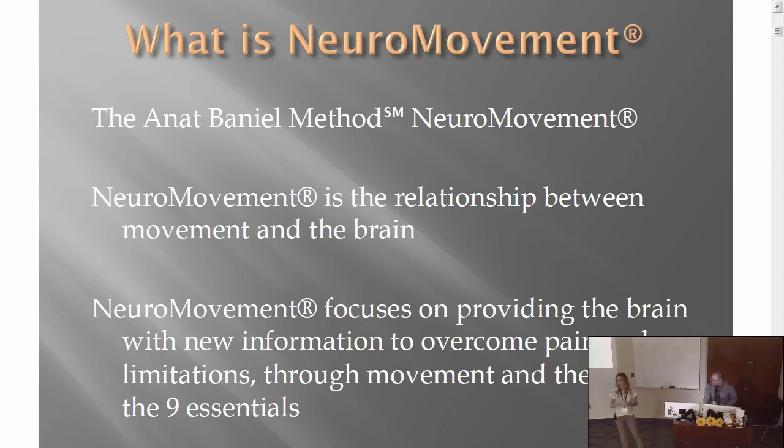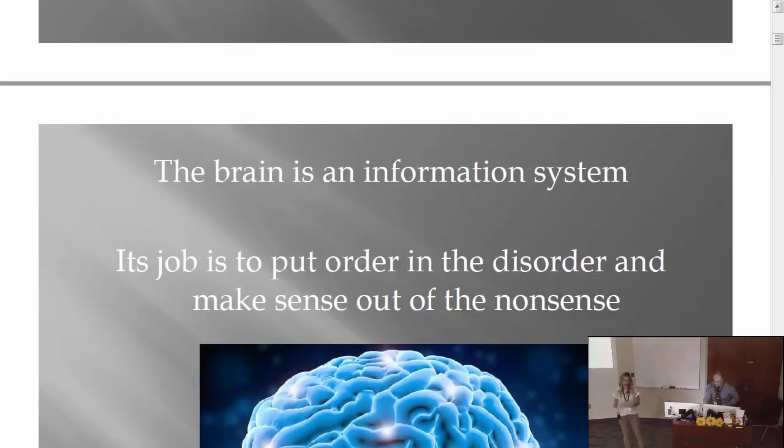Anat has recently said that she's so excited that the field of medicine is so interested and involved in neuroplasticity right now, because finally, after all of these years, the evidence and the research is catching up to what she's been doing for almost 40 years. So, NeuroMovement focuses on providing the brain with new information to overcome pain and limitations by the use of movement and the 9 Essentials. So, what is the job of the brain?